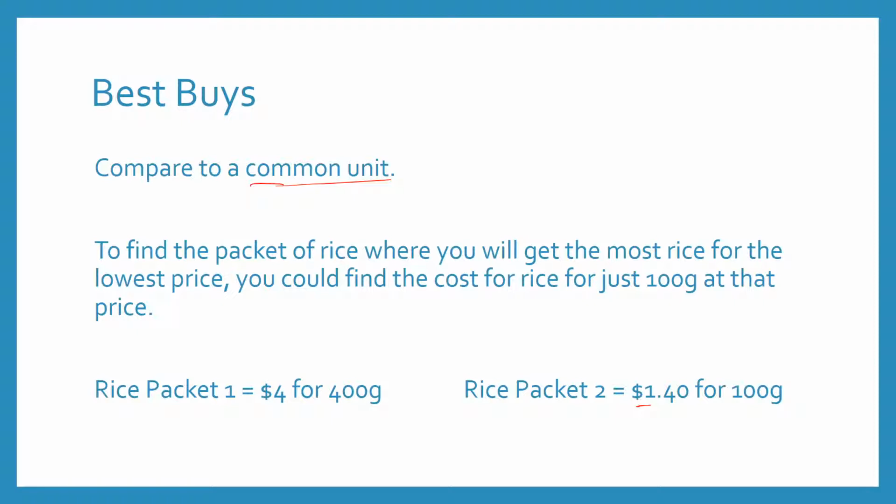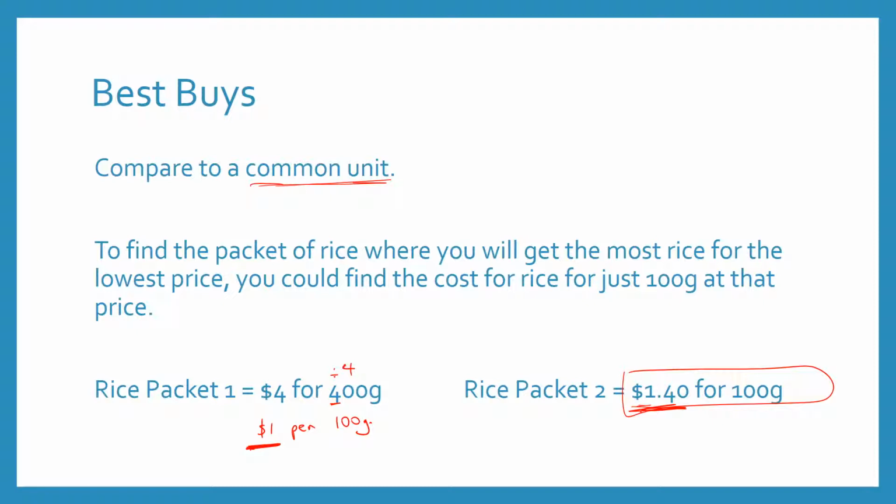What we're going to do is compare to a common unit. So we might look for 100 grams. Luckily this one's already in the price per 100 grams, so we're paying $1.40. Here what we have to do is divide by 4, and then this will go to 100 grams. So you're going to get $1 per every 100 grams. Now, we can see that this one is much cheaper than this pack of rice over here. We're paying 40 cents less for the same amount of rice.